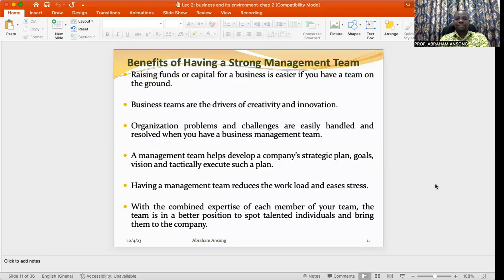Organizations' problems and challenges are easily handled and resolved when you have a business management team. Closely related to my earlier point, if you are just one person, assuming you are a lawyer, you could be versatile a bit because you might have knowledge in several other areas. But if you're an accountant, for example, you may be limited to just accounting issues. If you were into marketing, just marketing. But business challenges will normally call for knowledge from diverse areas.